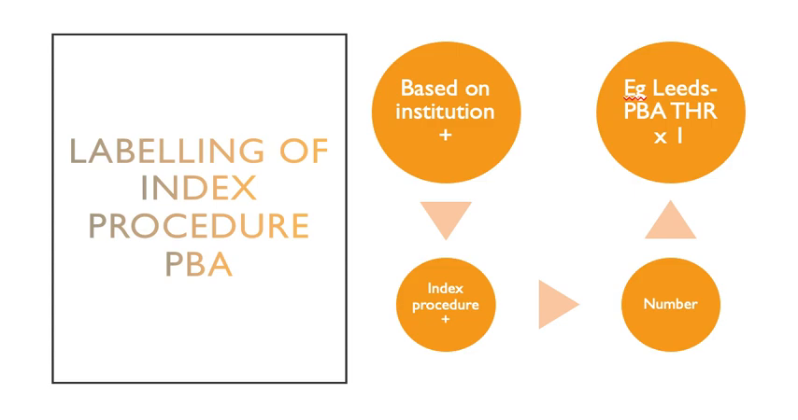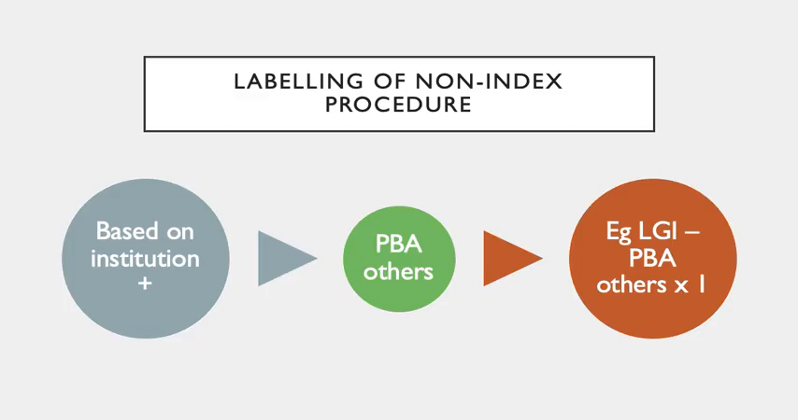The same applies to non-index procedures, but we just need a block name for them rather than naming each as per the procedure. Example, if you have done an ankle fracture, or suppose you have done a non-index procedure like distal radius MUA, you'll just be labeling as LGI PBA others times 1. You don't need to mention what you have done in that, and the same will apply to the DOPS too.